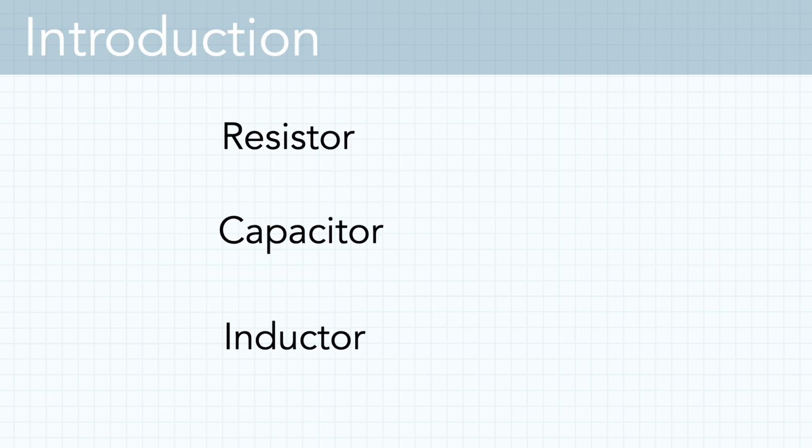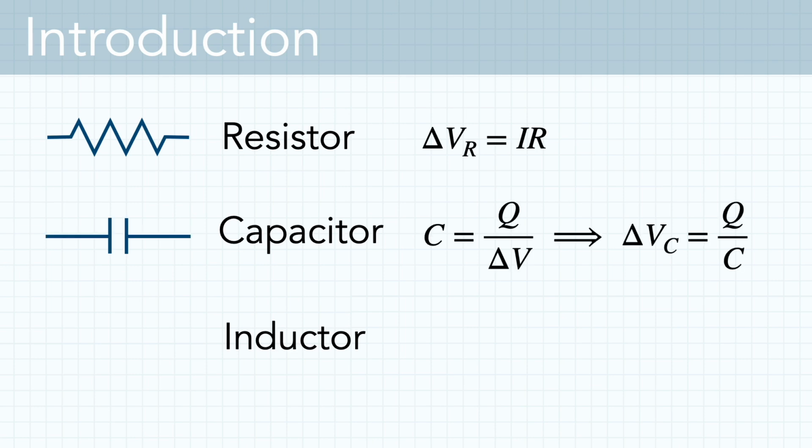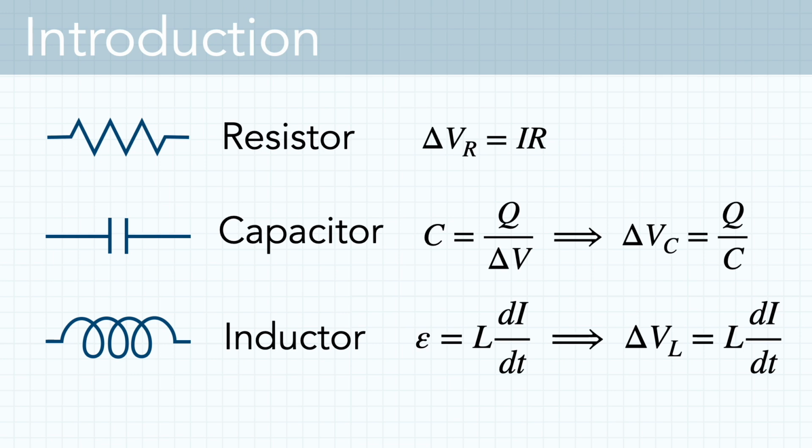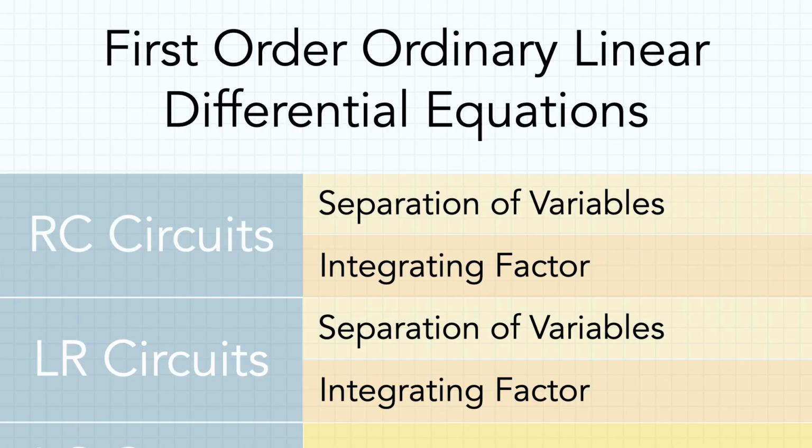To form the differential equations, we'll use these formulas. So the voltage across a resistor is measured by the current times the resistance. The capacitance is the charge over the voltage, which can be rearranged to say that the voltage across a capacitor is the charge over the capacitance. And lastly, the EMF, which can be rewritten as the voltage across the inductor, is the inductance times the change in current over time.